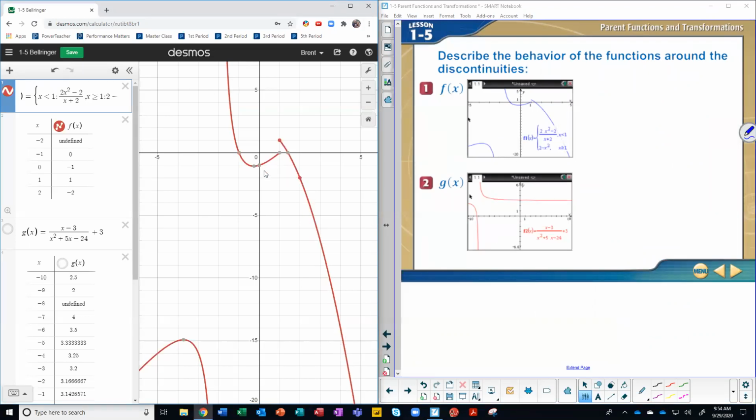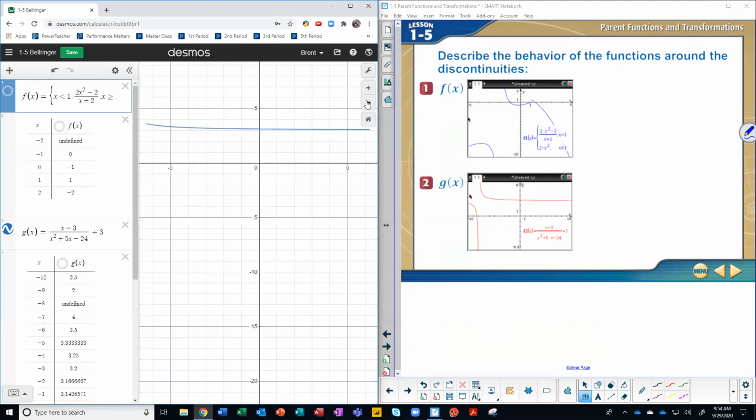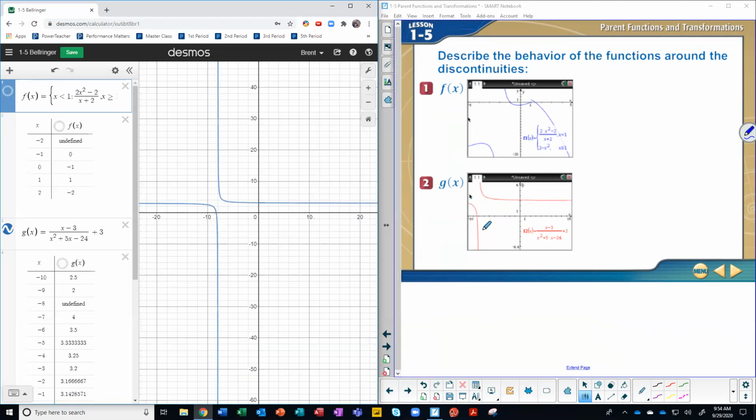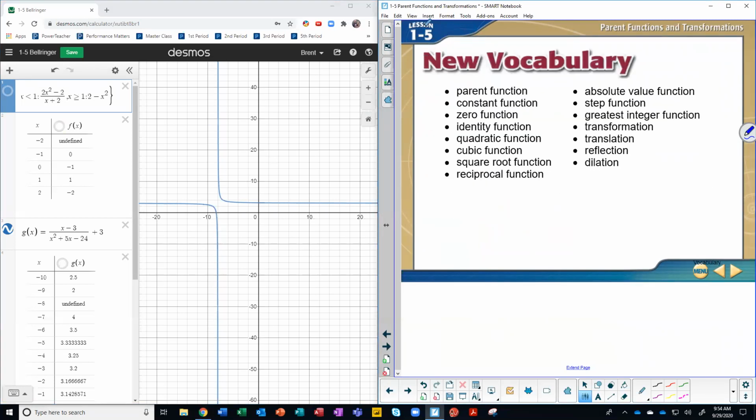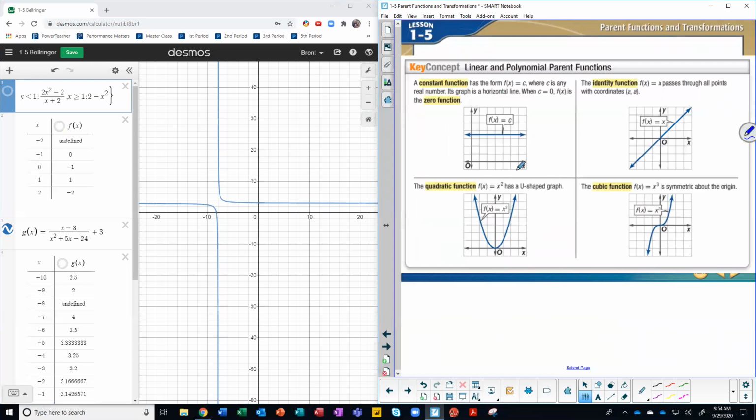Let me get that equation back. Notice this one represents this graph, and this one here was the same as this graph. So that's all that is. Okay, so what are we doing today? Today we're going to look at parent functions and transformations, if you remember me saying that at the beginning of class. So the parent functions you're going to look at, there's 8 today.